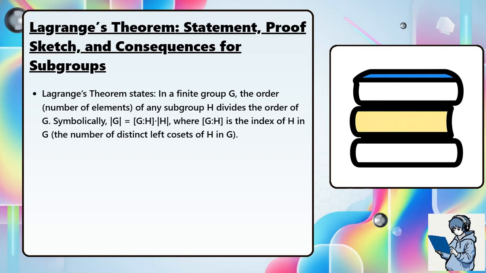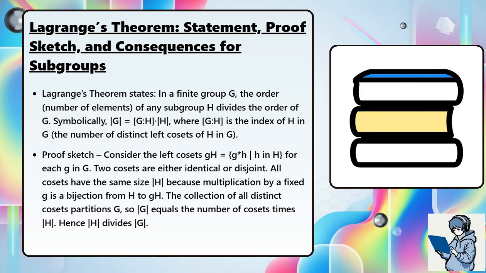The order of G equals the index of H in G times the order of H, where the index of H in G is the number of distinct left cosets of H in G. Proof sketch: consider the left cosets gH, which are the sets of g times h such that h is in H. For each element g in G, any two cosets are either identical or disjoint.